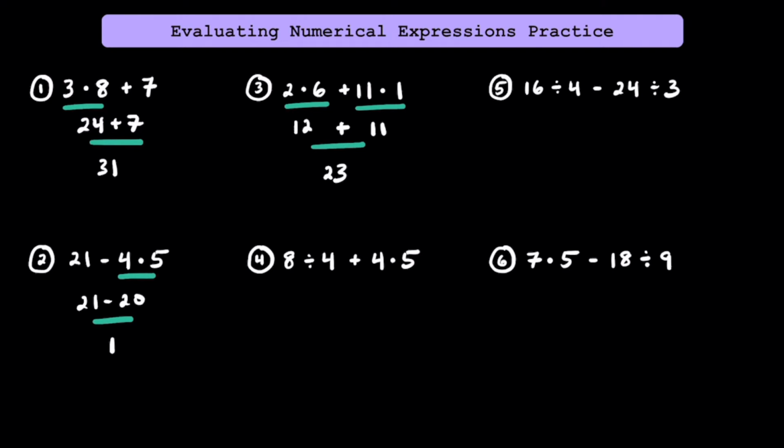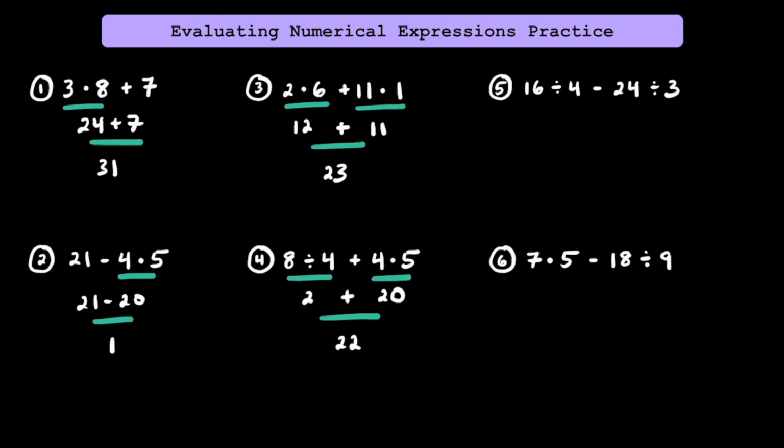In number 4, we have 8 divided by 4 plus 4 times 5. Remember that multiplication and division are equally important, so we just go from left to right. 8 divided by 4 equals 2, and we can multiply 4 times 5 to get 20. Since they're equally important, we can do them in the same step from left to right. And finally, we'll add this 2 and 20 together to get 22.